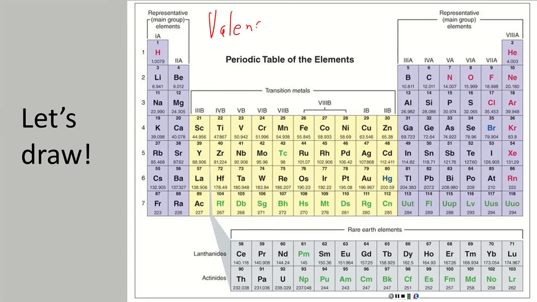The valence shell. Now, in our next lecture, we are going to talk a lot about the valence shell. But by definition, the valence shell is just the outermost shell of electrons. Keep that word in mind. We'll talk about it next lecture.